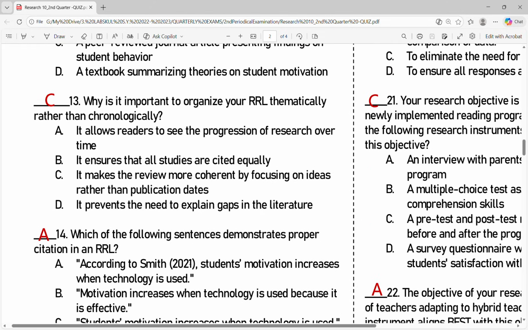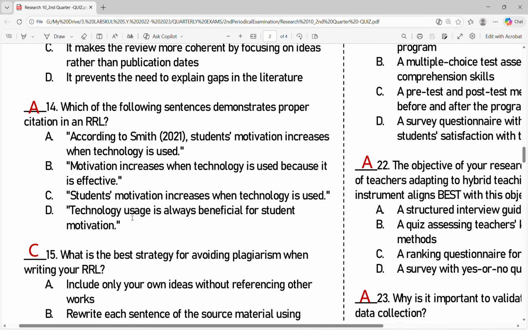Number 13. Why is it important to organize your review of related literature thematically rather than chronologically? Nga kinanglan i-organize natin siya by themes or by title, no? Instead of organizing them which study occurs first or which study is published first or last, nga amo na siya. So the best answer here is letter C. It makes the review more coherent by focusing on ideas rather than publication dates.